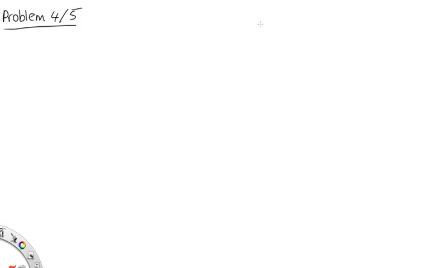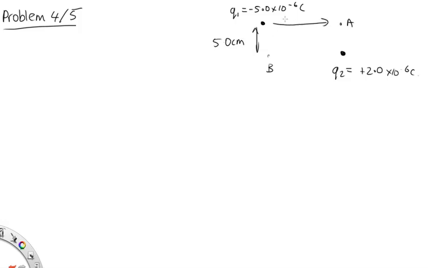Okay, in this problem we have a rectangle. We have a charge placed at this corner. This is Q1, which is equal to minus 5.0 times 10 to the minus 6 coulombs. At the vertically opposite corner, we have charge Q2, which is equal to plus 2.0 times 10 to the minus 6 coulombs. And then we have a point A, and we have a point B. And this distance here is 5.0 centimeters, and this distance along here is 15.0 centimeters.